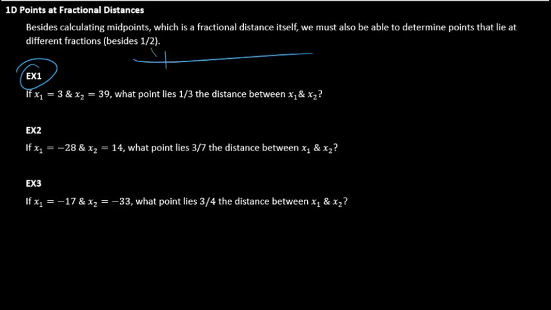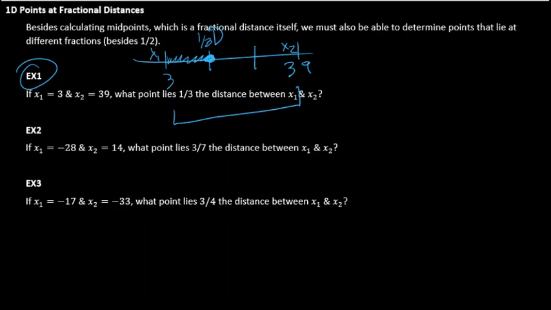Again, number line. x1 is 3, x2 is 39. What is our distance? If you haven't already read the problem while you were watching me talk, I guess I should have read the problem. If x1 is 3 and x2 is 39, what point lies 1/3 the distance between x1 and x2? So I divided our distance between the two into thirds. We're only going this far. I'm going to put a little 1/3 distance right there, right?